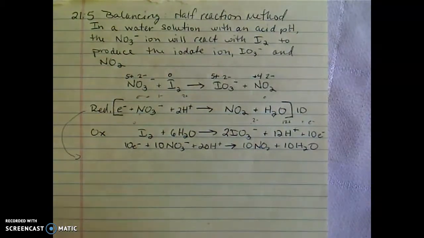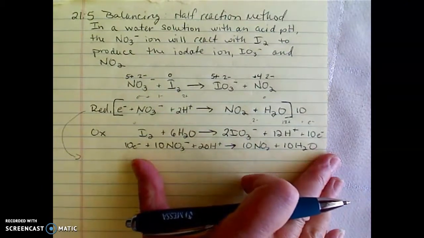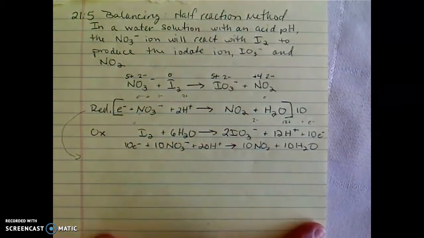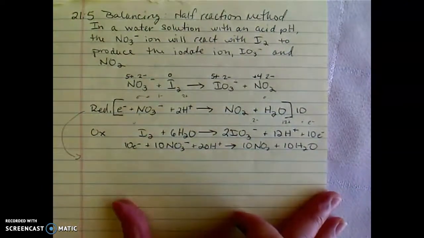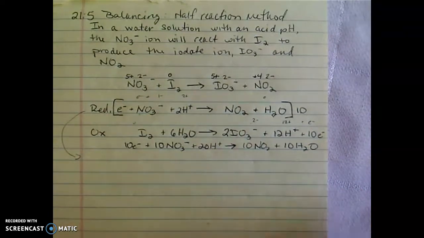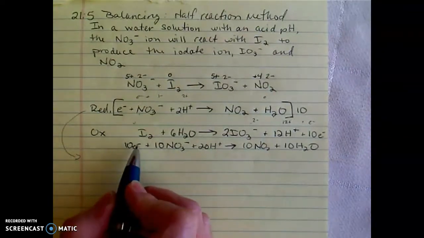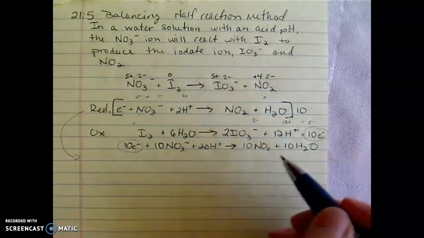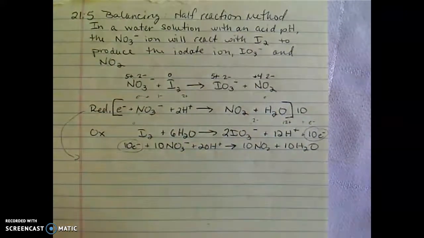Okay. Next, we are to add these together to get our answer. But as we're adding these together, we are going to simplify. So you're going to look for things that are similar on both sides and simplify wherever you can. The most obvious one is the 10 electrons. You've got 10 electrons on each side. Those are going to cancel out.